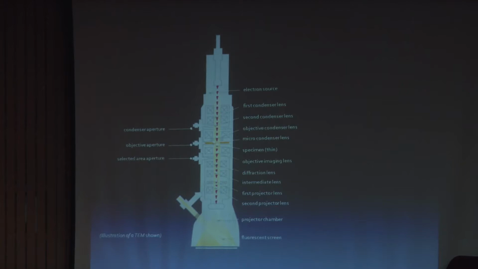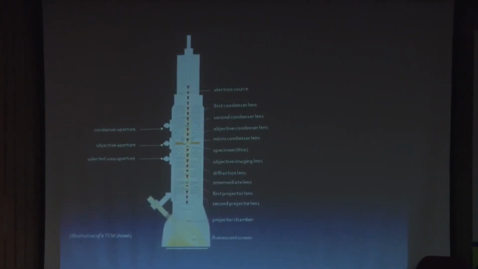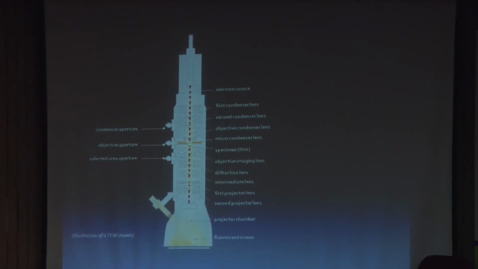This is the prototype of an electron microscope. The topmost part is the electron gun, the source of electrons, and then there are different types of lenses: condenser lens, objective lens and specimen holder, and then projector lenses, and finally you can see your image on the fluorescent screen. And this red arrow is the path of the electron beam.